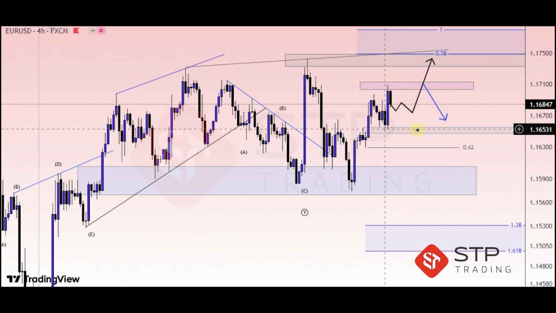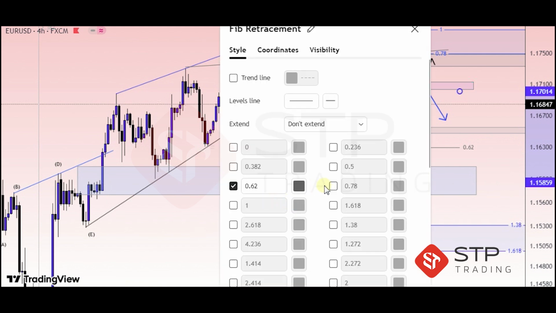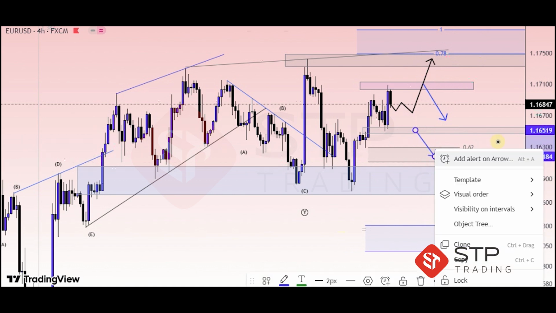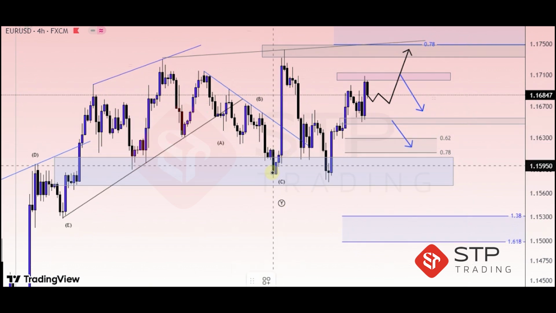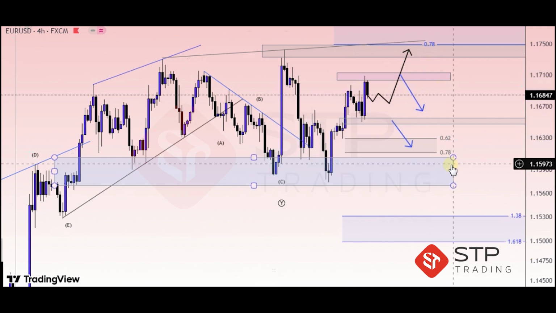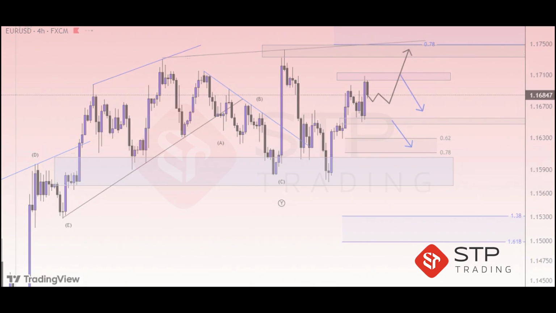If the support zone we specified breaks, the continuation of the correction down to the 61.8 level and also the 78% level could be the likely scenario, which would cause the correction and bearish trend to continue in this chart. Considering the time spent in this zone, if the support zone breaks, an alarm for continuation of the bearish trend could be triggered in this chart.